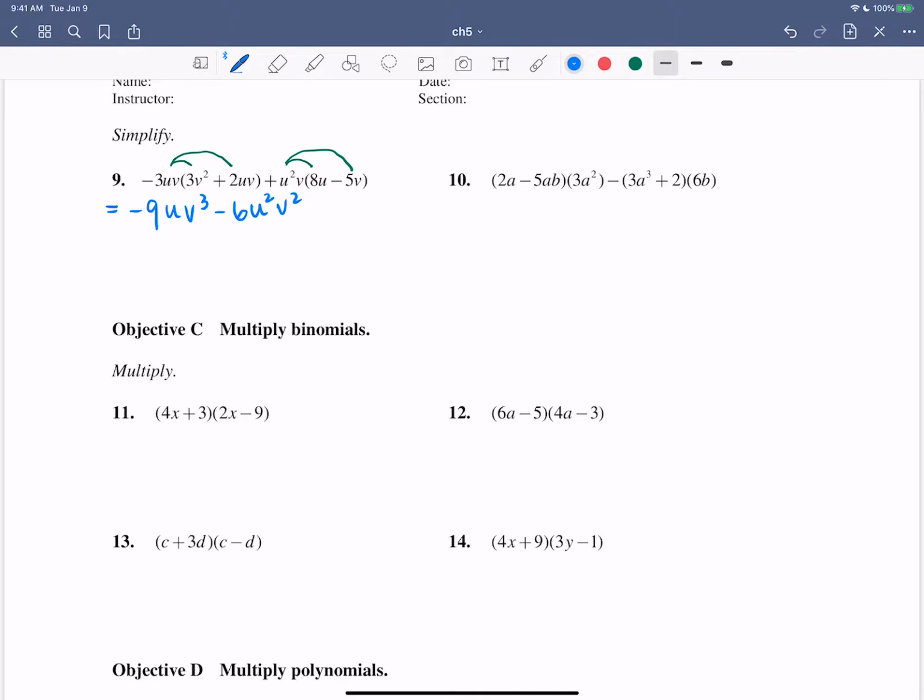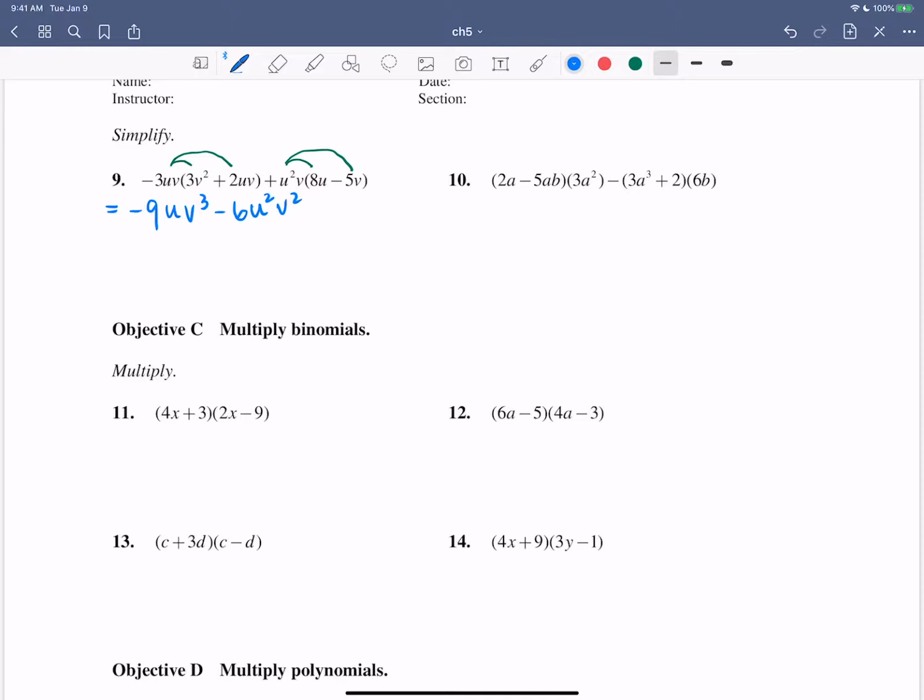So notice that I'm looking at different factors in the monomial and I multiplied them separately. You could also multiply them all together, like uv multiplying by uv, which gives you u squared v squared. So it's really up to you in terms of how you multiply different factors.